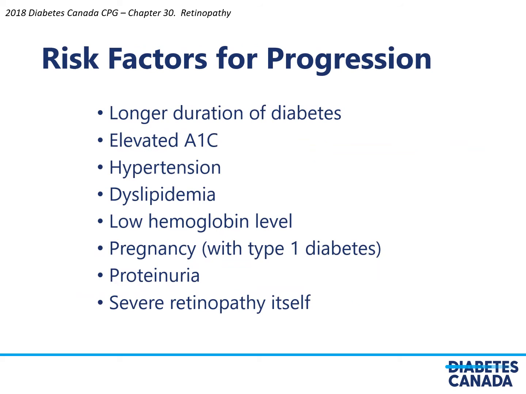The risk factors for progression of diabetic retinopathy include those with a longer duration of diabetes, elevated A1C, hypertension or dyslipidemia, low hemoglobin level, pregnancy, particularly in type 1 diabetes, and that is likely related to the fact that pregnancy itself can worsen retinopathy, as well as aggressive, quick reductions in glycemia that we typically institute in pregnancy. Other risk factors include the presence of proteinuria and, of course, the presence of severe retinopathy itself.